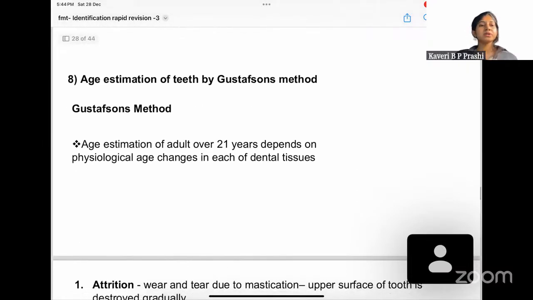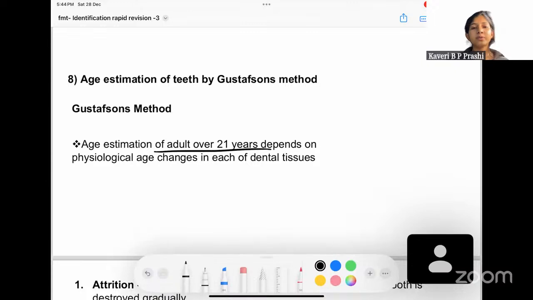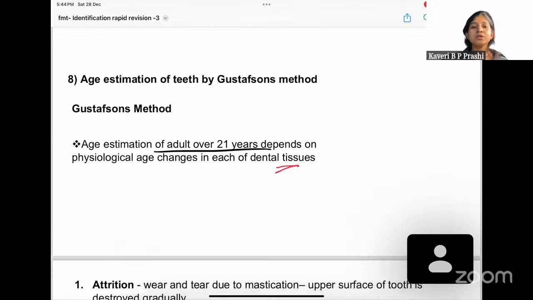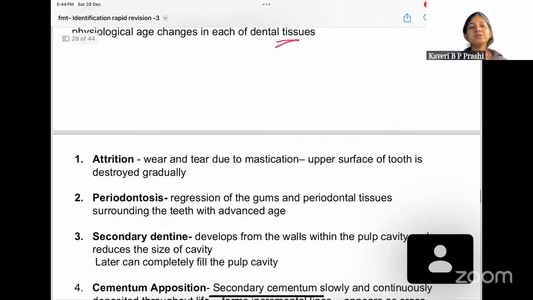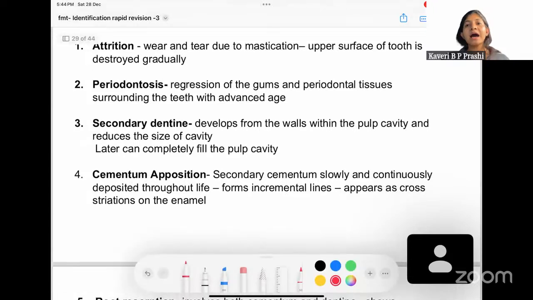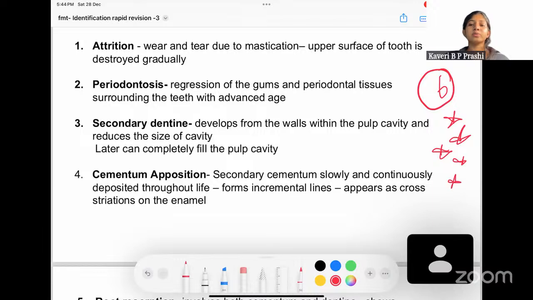Coming to the next question, age estimation of the teeth by Gustafson's method. Gustafson's method is used to estimate the age in people, especially adults above 21 years. We do this by looking at various changes in the dental tissue. Remember, there are 6 changes, and these 6 changes should be on the tip of your tongue, and this is a 5-star question. That means you have to know it no matter what. It will come in your theory, your practicals, your viva, your MCQ, everywhere.